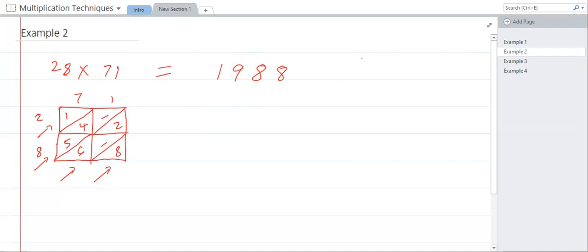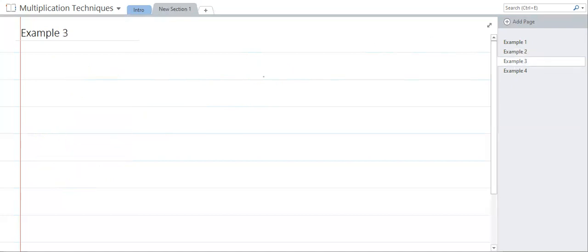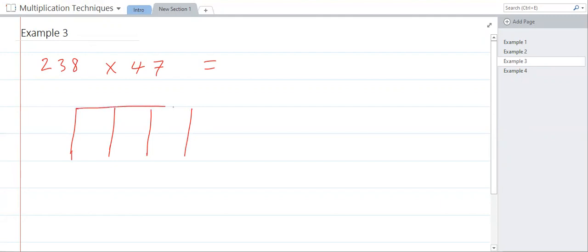Let us look at example 3. In example 3, I want to take 238 times 47. What is the answer? So 238, we can create 3 columns. You write down 3 columns and 2 rows.